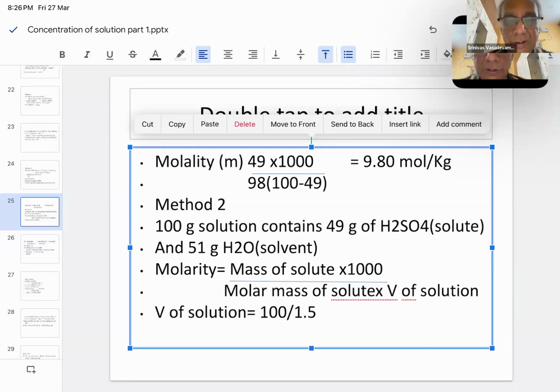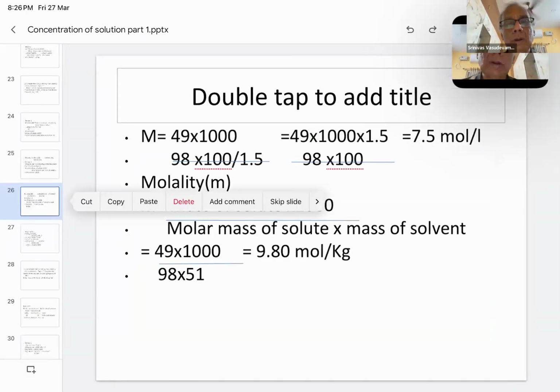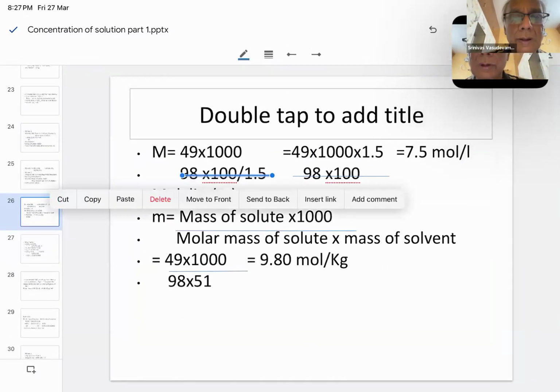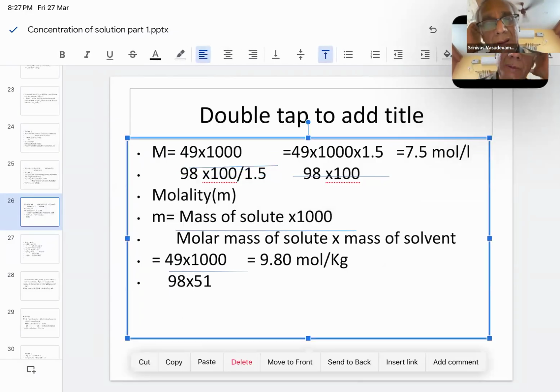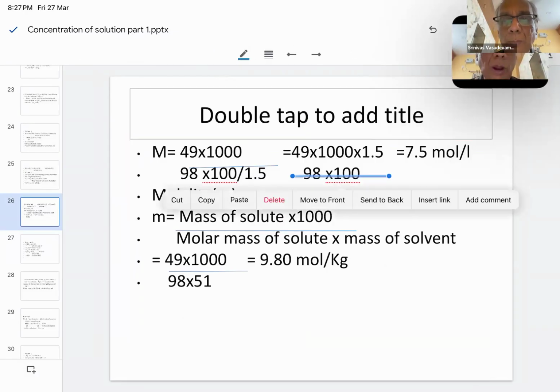Mass is 100 gram solution. Density is 1.5. So 100 by 1.5 will give me the volume of solution. So I know the mass of solute is 49. Volume of solution is 100 by 1.5. Molecular mass of sulfuric acid is 98. So mass of solute is known, molecular mass of solute is known, volume of solution is also known to me. So I substitute here 49 by 98 into 1000 by 100 by 1.5. That is 49 by 98 into 1.5 into 1000 by 100.